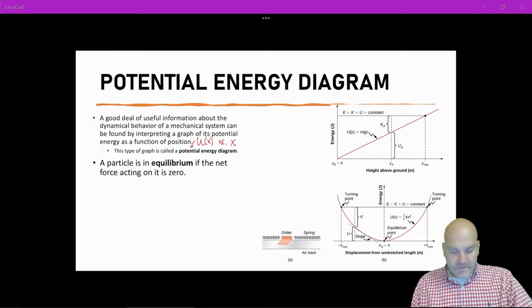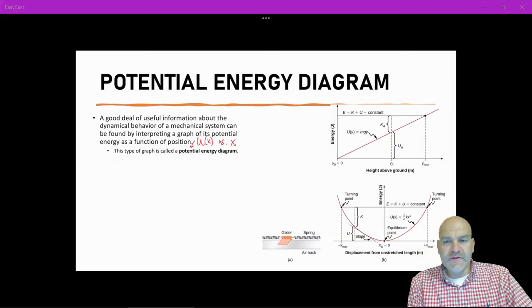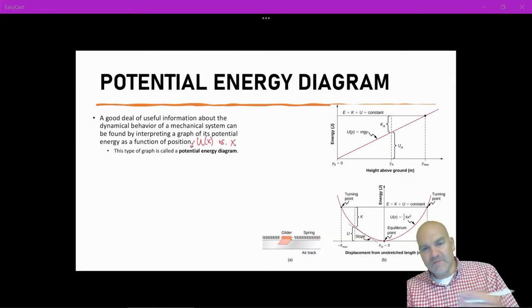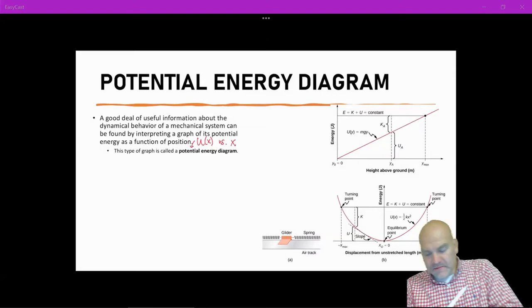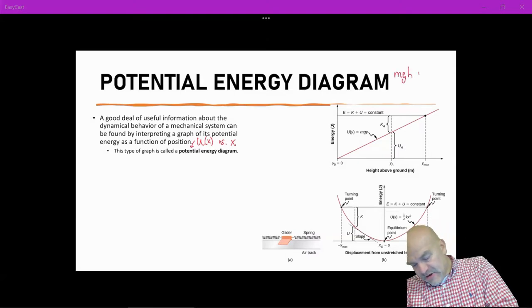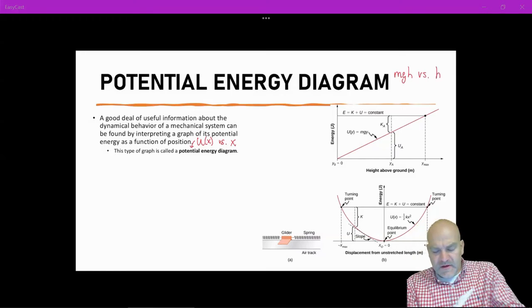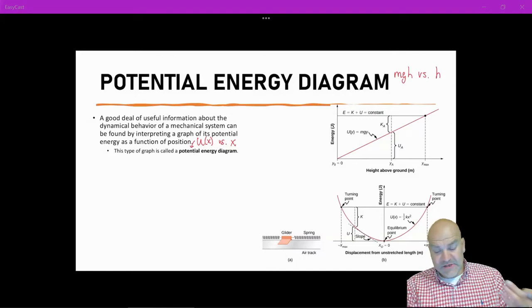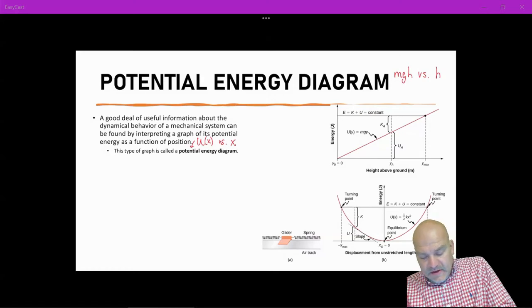Now, before we actually jump into talking about equilibrium, you can look at the two pictures here. These are two basic ones. The first one, as you can see, is energy versus the height above the ground. And so instead of it being x, it's going to be y, because it's falling. So basically we're plotting mgh versus h. You could do this as a kinetic energy versus h diagram or speed diagram, but you could see the key points.